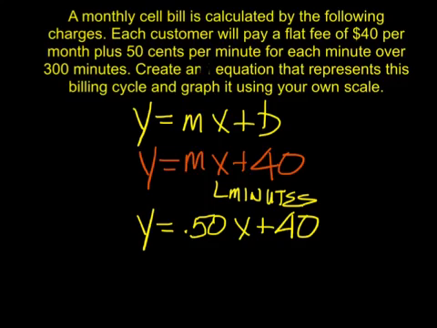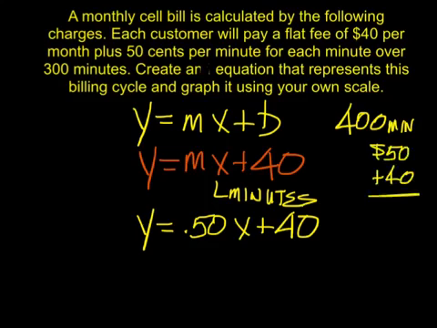You use 400 minutes. If I use 400 minutes, how far over did I go? 100. And how much money did we end up paying? $50. And if you add on the $40 fee, how much is your bill? $90. All right. So do this. Plug that 400 minutes into X and multiply that 400 by 0.5 and then add 40, and what do you get back?